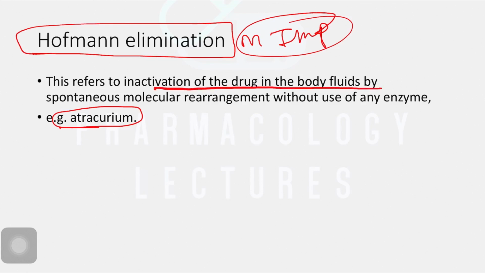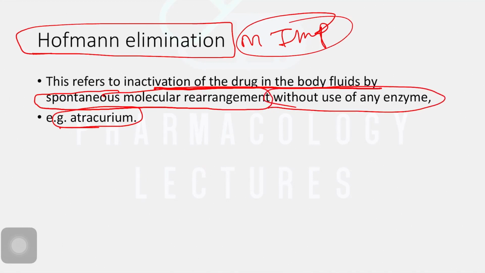Inactivation of the drug in the body fluids by, this is the important thing, spontaneous molecular rearrangement without the use of any enzymes. So see, the peculiar thing here: no enzymes get involved. Inactivation occurs in the body. How? By spontaneous molecular rearrangement. So the molecule of the drug gets rearranged automatically and the drug becomes inactive by itself. This is a very peculiar and unique way of making drugs inactive, and that happens with some drugs, an example being atracurium.